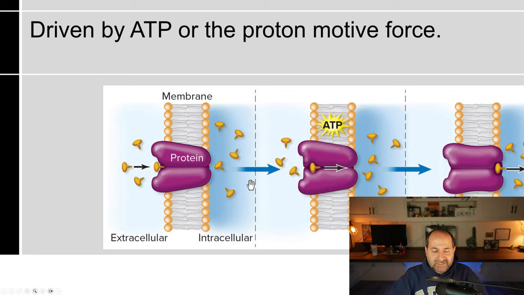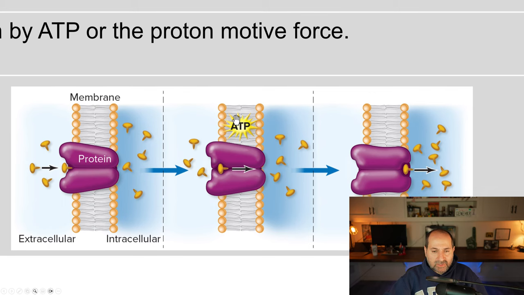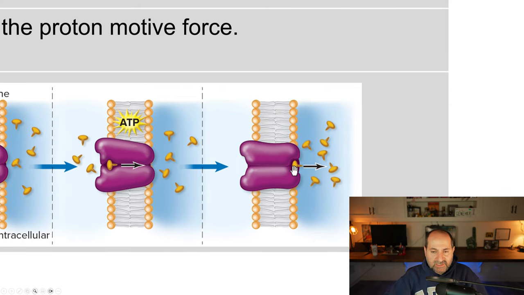Again, this would be an example of active transport, and it would not occur without ATP energy or some other form of energy. In this case, you can use that energy in order to move a substance against the concentration gradient. That means against the force of diffusion.